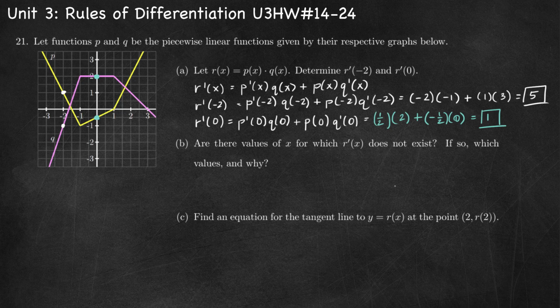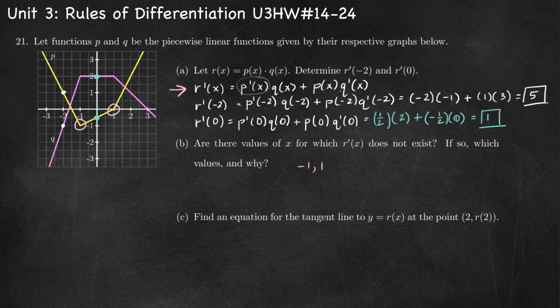Part B, are there any values of x for which r prime of x does not exist? If so, which values and why? Well, that's going to be where our graphs are not differentiable. So if we think about the equation for r prime of x right here, it involves p prime of x, and p prime of x is undefined right here at -1 and right here at 1. So at -1 and 1, p prime does not exist, therefore r prime can't exist.